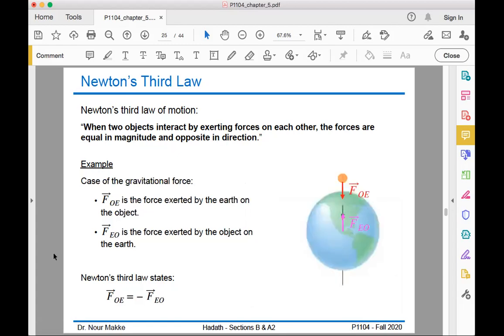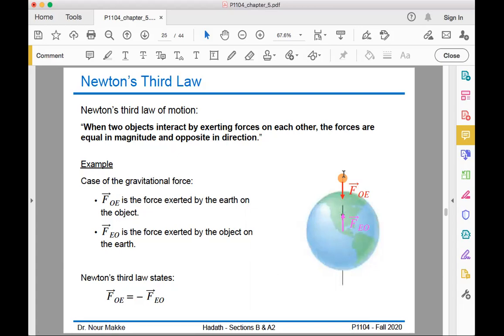For example, one application of Newton's third law is the gravitational force itself. We have seen this picture before. FOE is the force exerted by the Earth on the object, and in reaction, the object also exerts a force on the Earth. Of course, we don't talk about it because we don't study the Earth as an object.